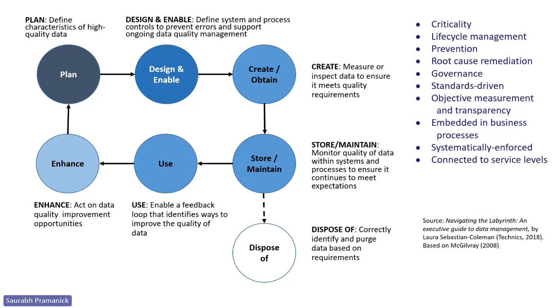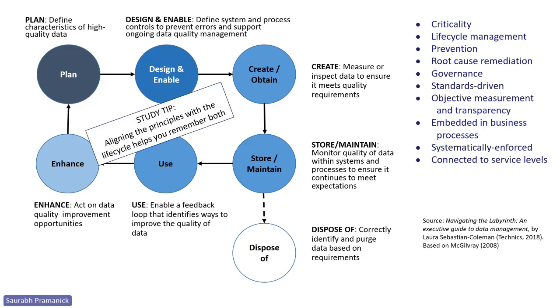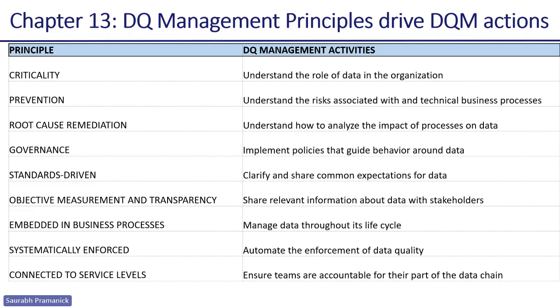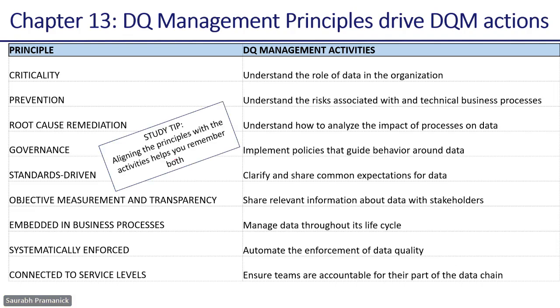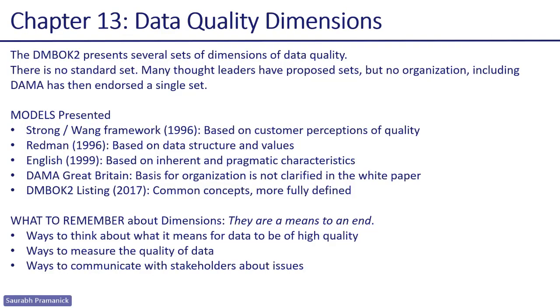So the overall principles that you'll be able to identify could be written in these kinds of aspects. You have the criticality principle, the prevention principle, the life cycle management principle, the root cause remediation principle, and the governance principle. And what are the corresponding data quality management activities that are associated with these principles?